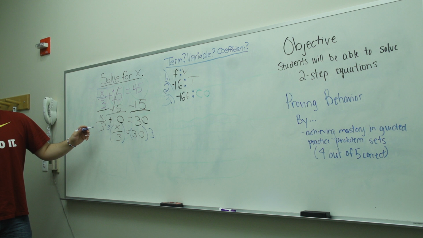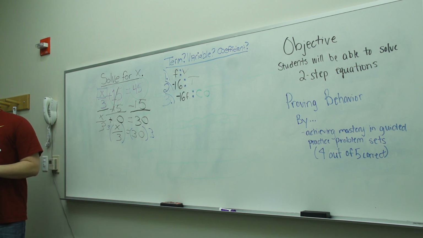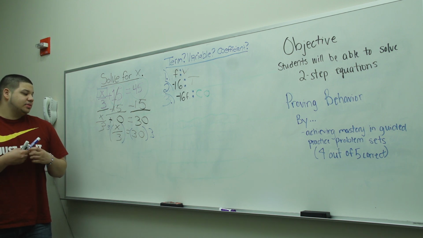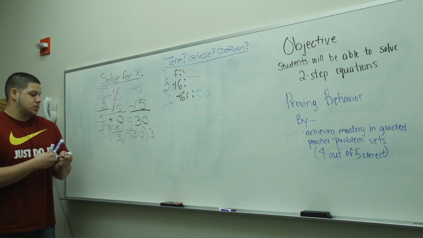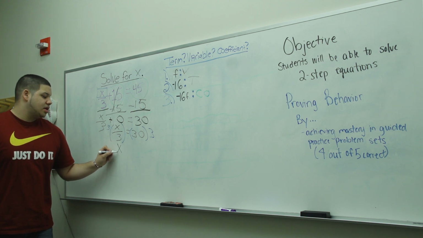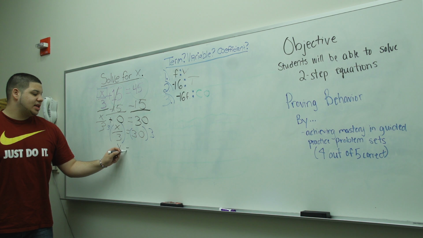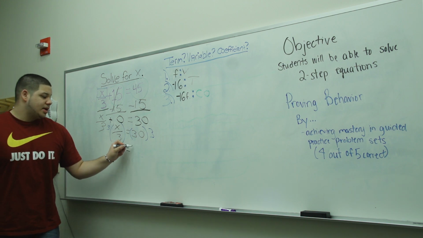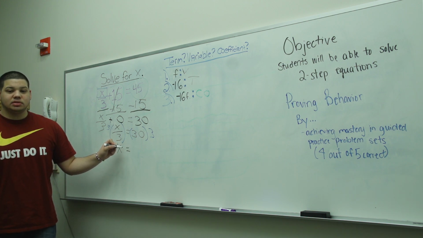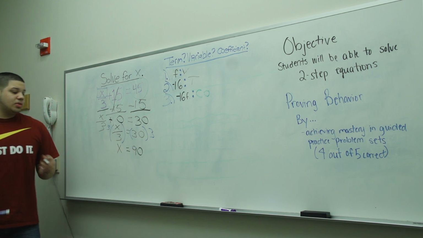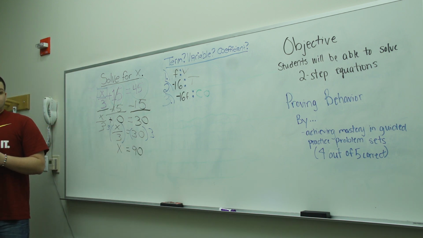So what happens when you divide 3 by 3? It cancels out. It's 1. So, you're going to bring x down here. Remember, you want all the equal signs to be linear because we want this to be neat and organized. And 30 times 3? 90. Perfect. 90. So, we are almost done. Our answer is x equals 90.